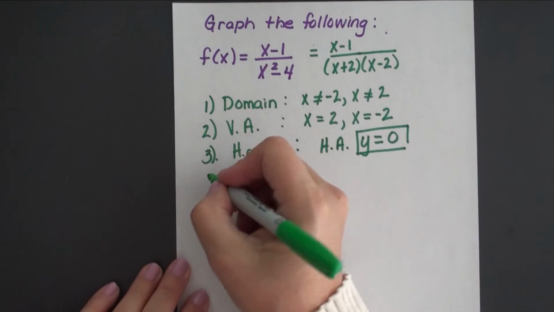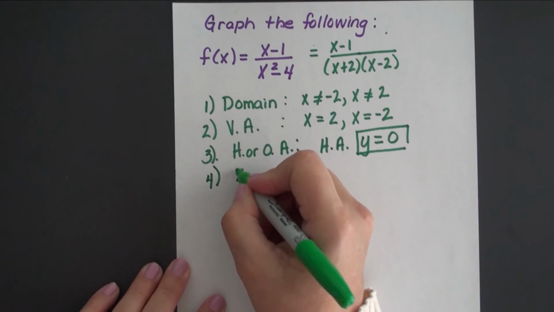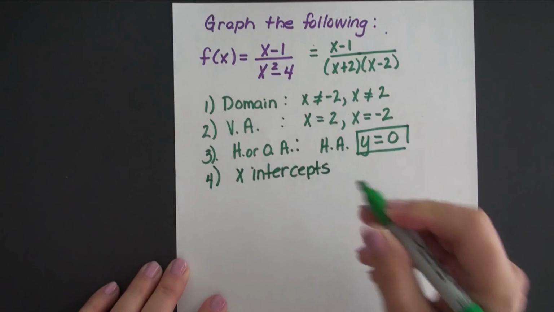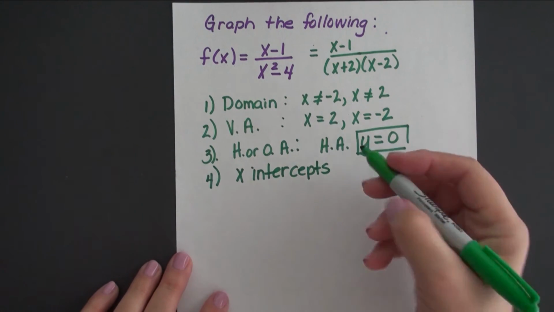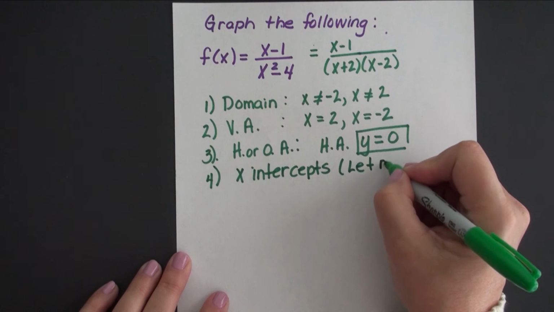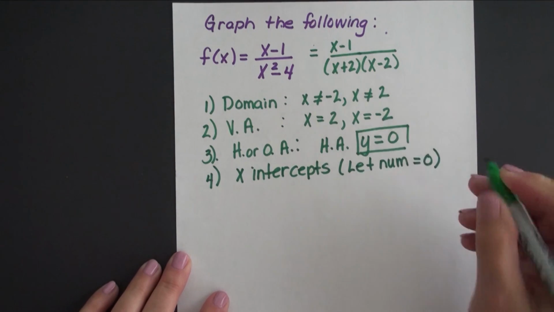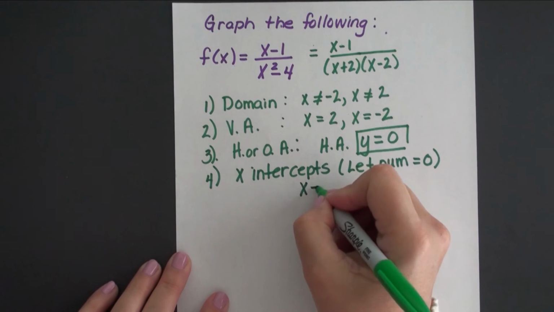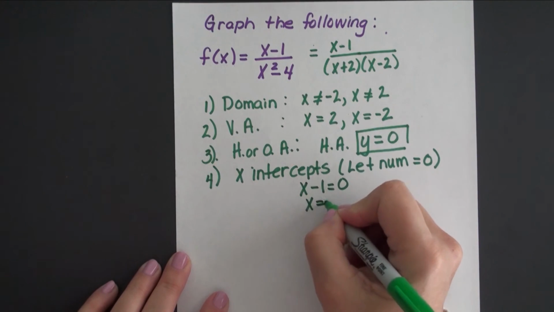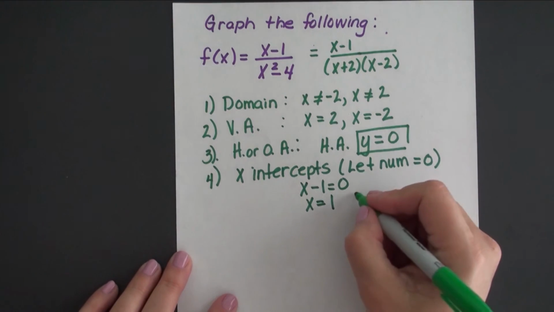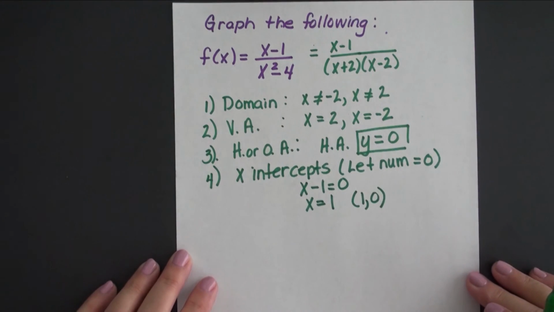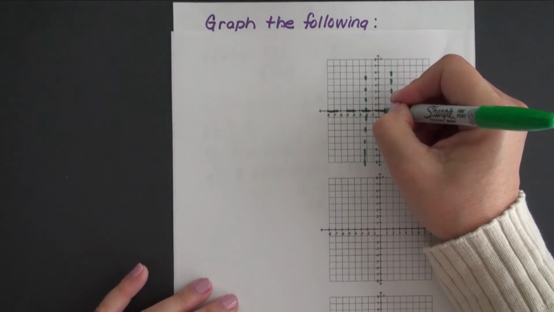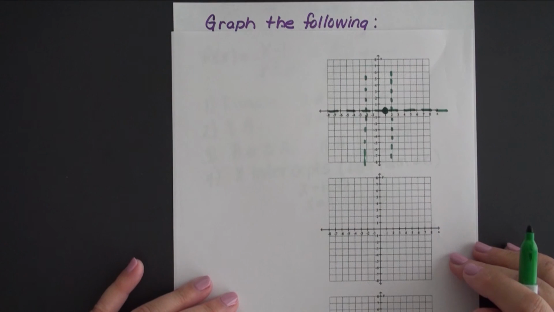The next thing we need to determine is our x-intercept or intercepts. In order to find the x-intercepts, you let the numerator equal 0. So if I set my numerator equal to 0 and solve, I get x equals 1. That is my x-intercept. I'll go back to my graph and I will put the point (1, 0) on the graph.